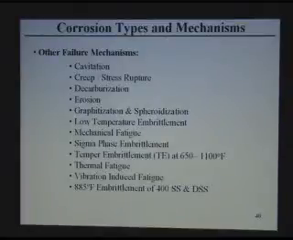Some stainless steels, if you have high ferrite content, can form a sigma phase at high temperature, and when you cool down, the steel becomes brittle and fails. Temper embrittlement, the chrome moly steels are subject to this temper embrittlement mechanism, which occurs at 650, 1100, and you lose ductility and get failures.